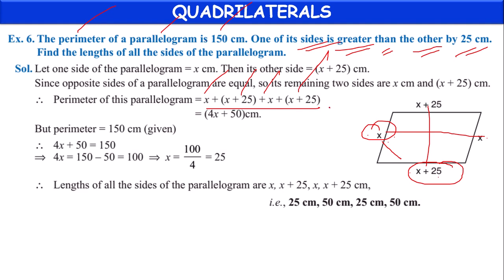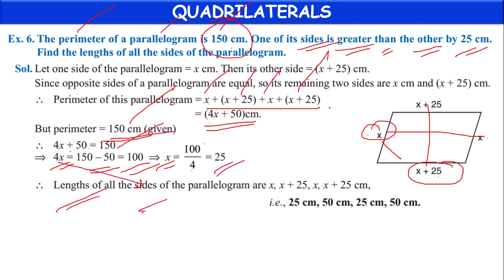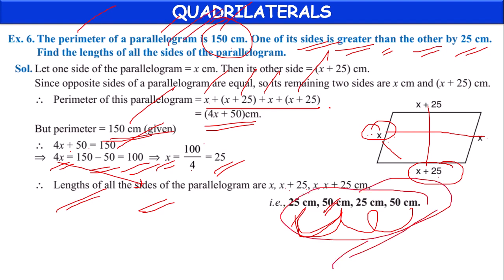Their sum is 150 centimeter. If we add all, we will get 4x plus 50. But in the question it is given equal to 150. 4x plus 50 equal to 150. 4x equal to 150 minus 50, 100. X equal to 100 by 4, 25. So one side is x, 25. One side is x plus 25, means 25 plus 25, 50. If two sides are 25, 50, other two sides also will become 25, 50. So these are the sides of the parallelogram.